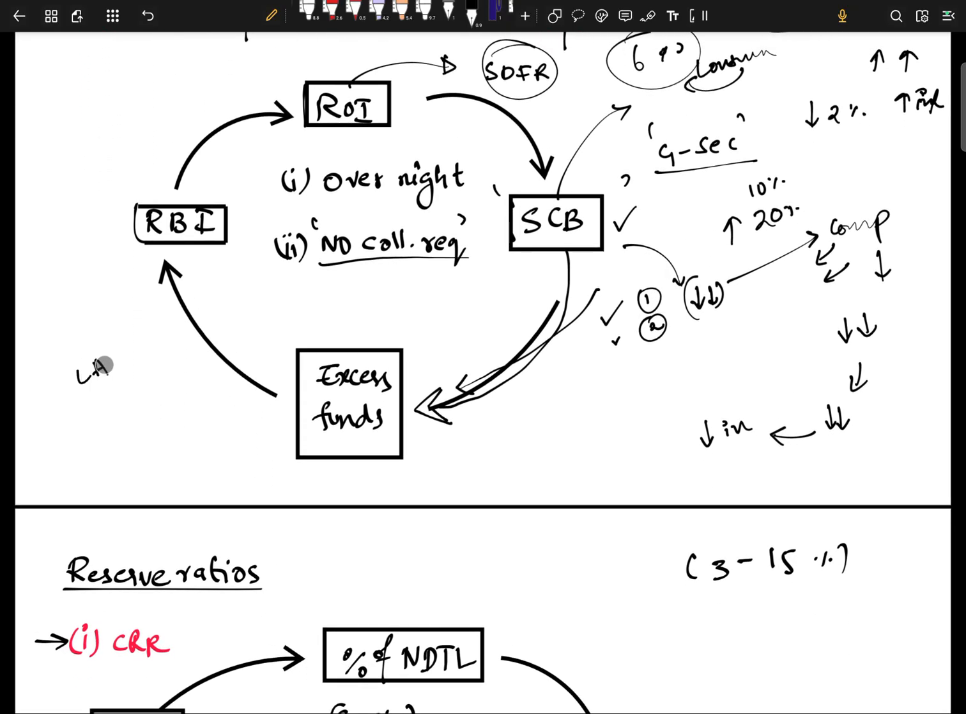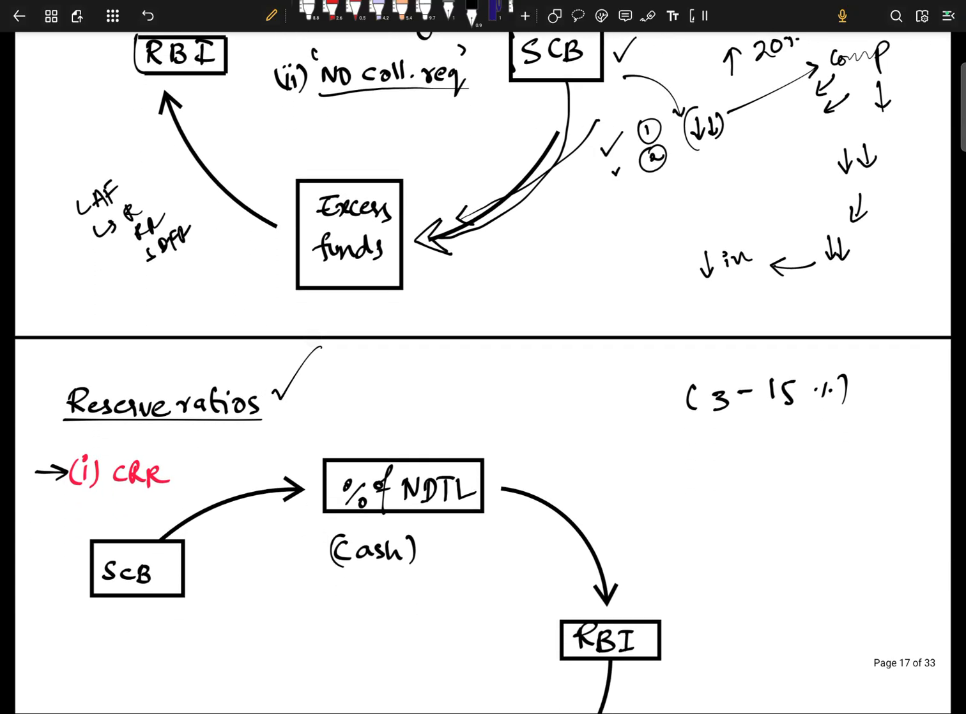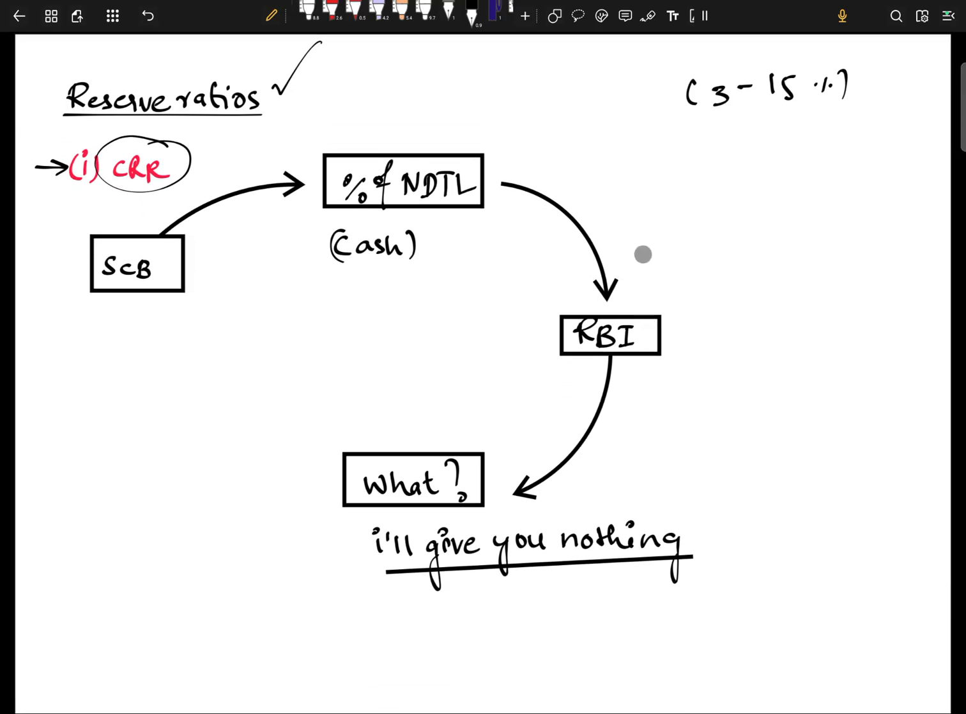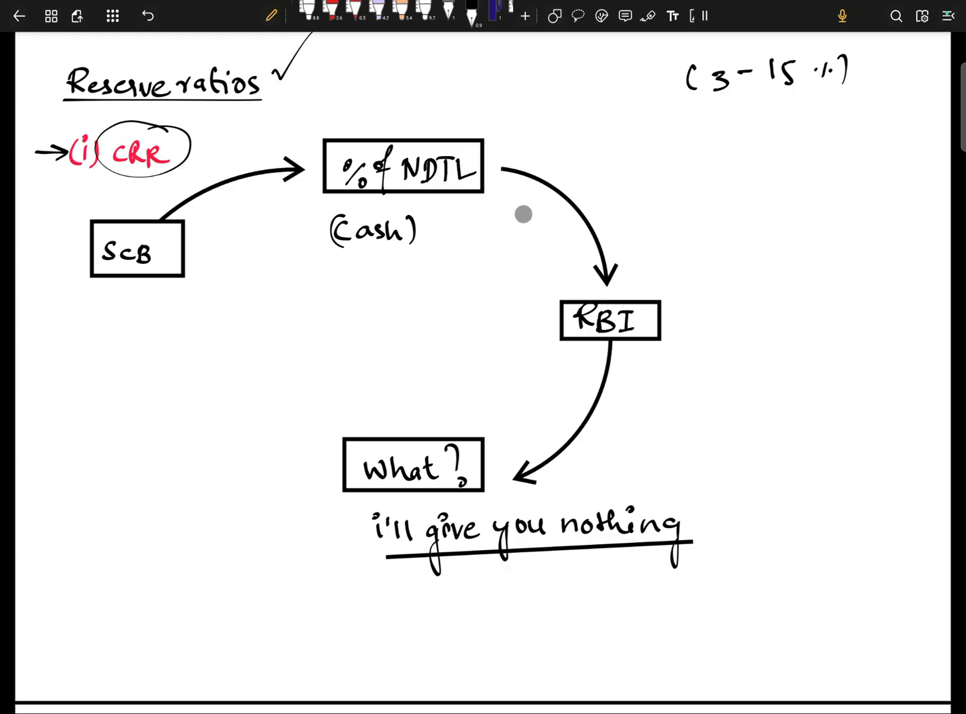We are done with liquidity adjustment facilities. Under liquidity adjustment facilities, we've seen repo rate, reverse repo rate, and standing deposit facility rate, right? Now we enter into something called reserve ratios. We've already seen what cash reserve ratio is. Cash reserve ratio is the percentage of NDTL, net demand and time liabilities, that the banks have to deposit with RBI in the form of cash, but RBI will give nothing because it is not going to pay any interest. That is how we used to calculate marginal cost based lending rates, right? We've seen the concept of negative carry on CRR, right?